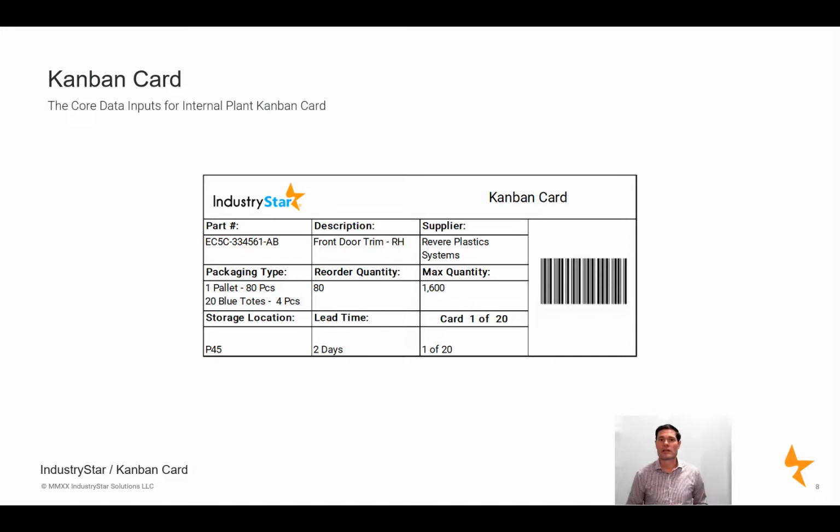1. Part number. 2. Part description. 3. Supplier. 4. Packaging type. 5. Reorder quantity. 6. Max quantity. 7. Stock location. 8. Lead time. And 9. Card number in total cards or pull signals in a Kanban loop. The 10th data input, a barcode, is a key enabler to an eKanban system.